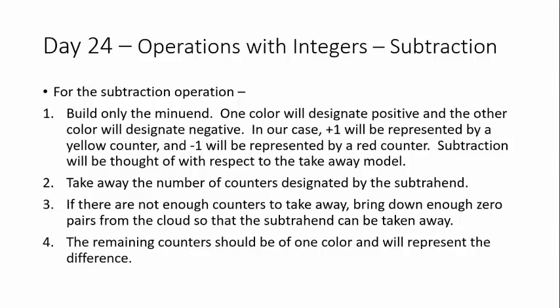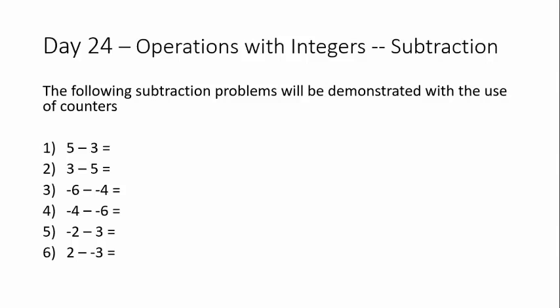And we think of subtraction in terms of the takeaway model. We'll actually take away the number of counters designated by the subtrahend. If we don't have enough counters to take away, we'll bring down some zero pairs from the cloud so that we do have enough to take away. And finally, the remaining counters should be of one color and will represent the difference. We will consider these 6 subtraction problems. Follow along as I model these with the counters.